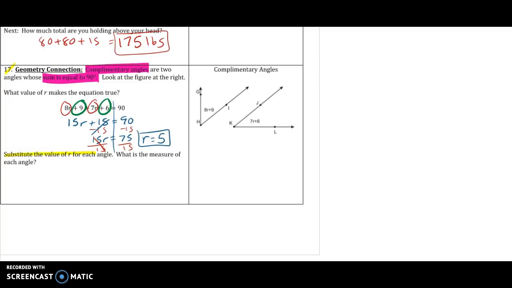Substitute for each angle, find the measure of each angle, and plug it back in. 8 times 5, plus 9. 49 degrees. 7 times 5. 41 degrees. Be prepared for your test on Wednesday.